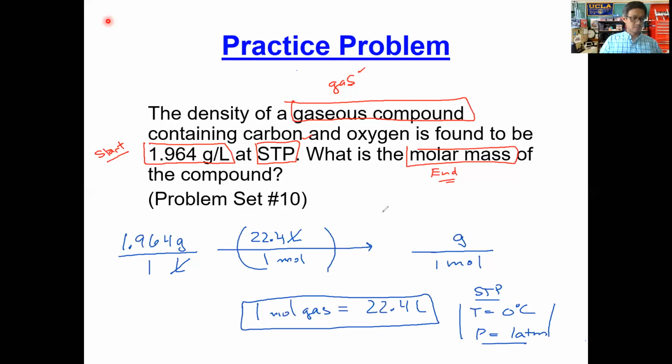Okay, so we know we have the problem set up correctly. Plug in our numbers, and we end up with an answer that's going to be 43.99 grams per liter. Okay, and that's going to be your answer for that one.